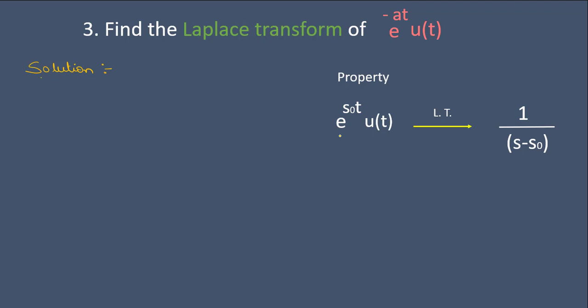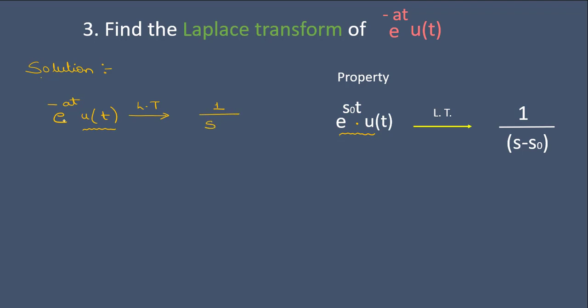So we have the property: e raised to s naught t is multiplied by u of t, its Laplace transform is 1 upon s minus s naught. So using the same property, e raised to minus at u of t, we have to find its Laplace transform. Now we know the Laplace transform of u of t is 1 by s.